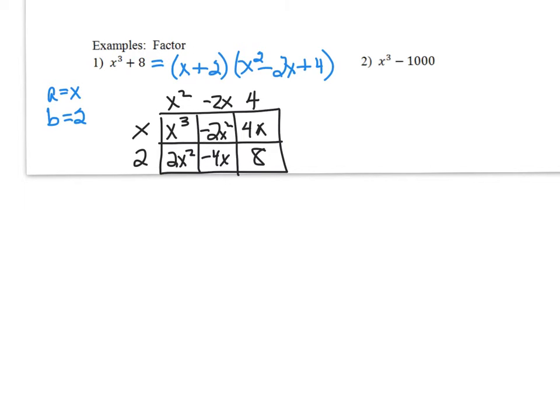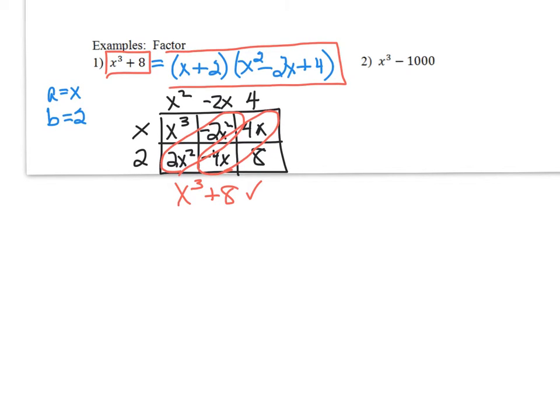So looking at my diagonals, I see that the x squareds cancel, the x's cancel. So this product is just equal to x cubed plus 8. So that checks because that's exactly the binomial that I began with. So in factored form, that binomial is x plus 2 times x squared minus 2x plus 4.